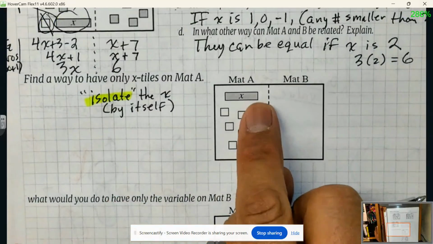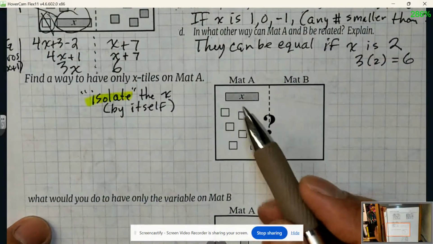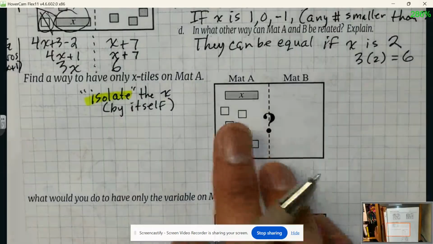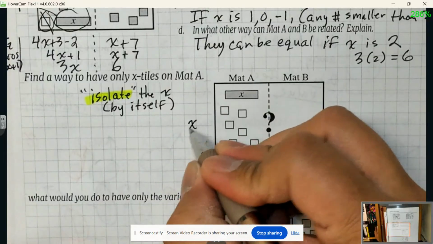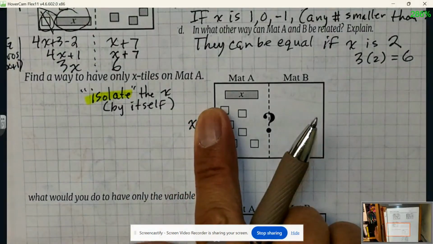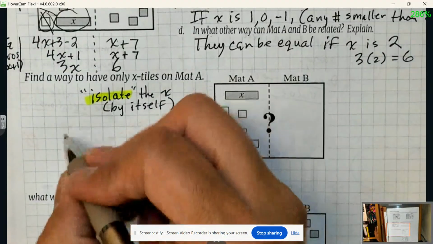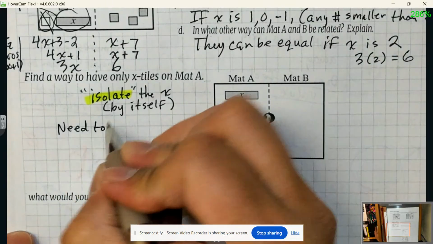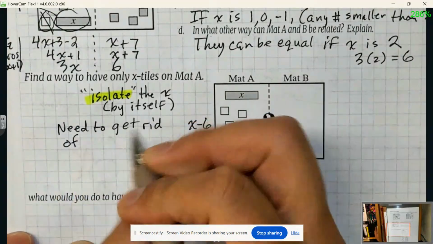Now, if we get the x by itself, then one thing has to happen. Well, what's next to the x that's keeping it from being by itself? We have these right here, which is 6 negatives, because this expression is x minus 6. To get x by itself, that's what we need to get rid of or undo. So we need to get rid of the 6. And how are we going to get rid of the negative 6?